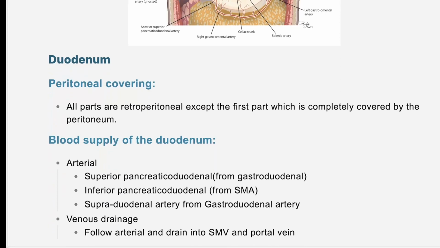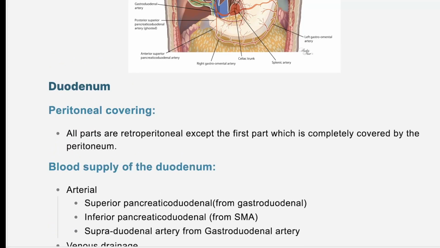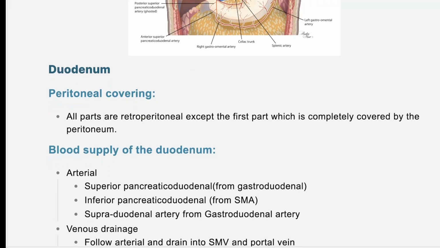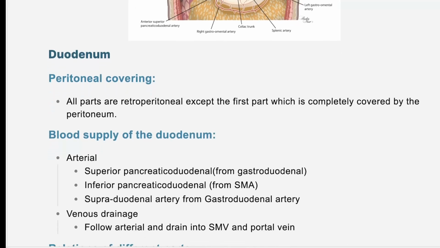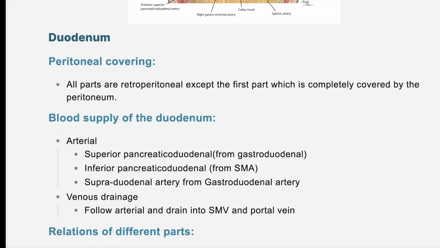So you have the superior pancreaticoduodenal, inferior pancreaticoduodenal, and supraduodenal arteries. The venous drainage will follow the arteries and will go into the superior mesenteric vein, splenic vein, and portal vein at the end. Relations of different parts of the duodenum.